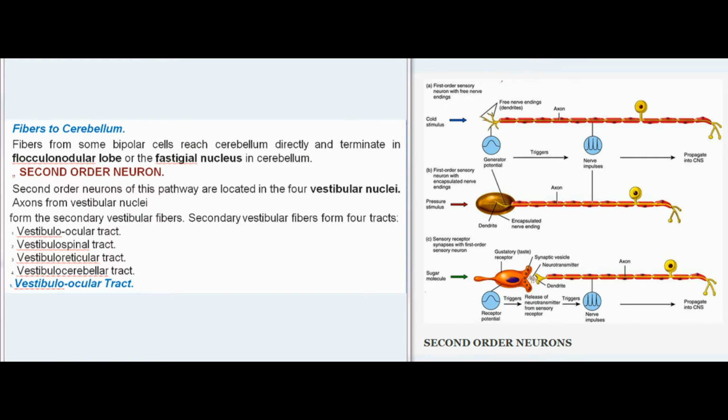Second-order neurons. Second-order neurons of this pathway are located in the 4 vestibular nuclei. Axons from vestibular nuclei form the secondary vestibular fibers. Secondary vestibular fibers form 4 tracts: vestibuloocular tract, vestibulospinal tract, vestibuloreticular tract, vestibulocerebellar tract.